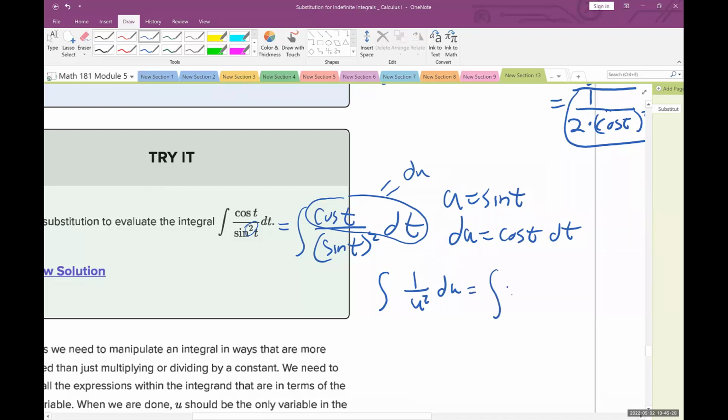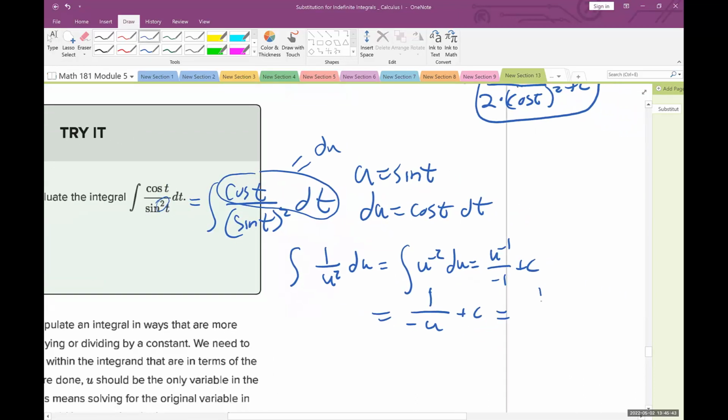And again, I'd like to treat this as u to the negative 2 du. So what would that be if you integrate it? u to the negative 1 over negative 1 plus c, or 1 over negative u plus c. And what was u? Sine t.